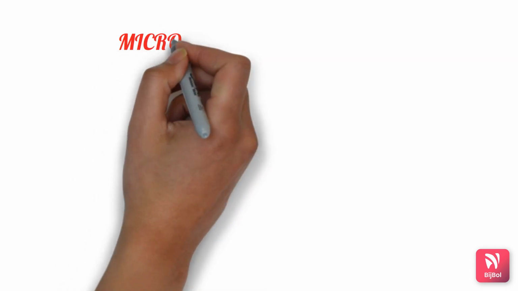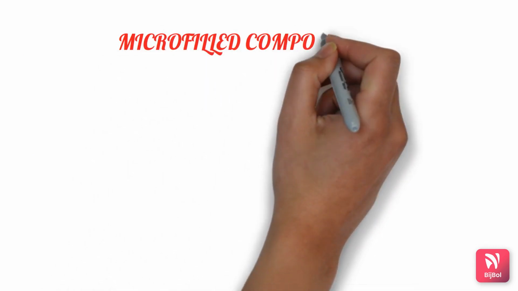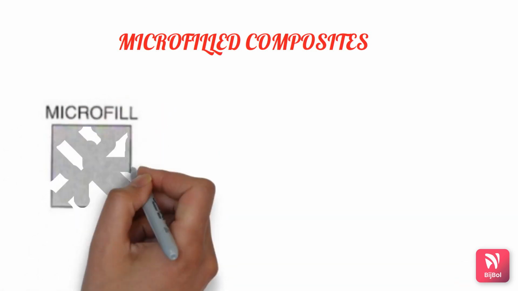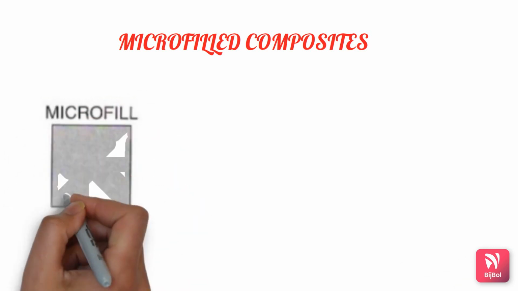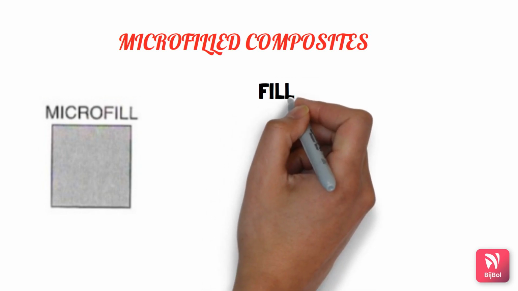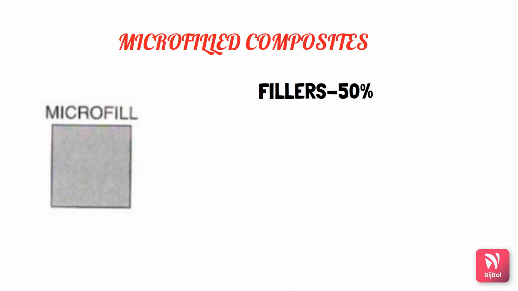Now, we'll see the microfilled composites. The microfilled composite resins were developed to overcome the surface roughness and the low translucency of the traditional and the small particle composite resins. The fillers used here are colloidal silica with a particle size of 0.04 to 0.4 micrometers. Since these particles are very small, they tend to agglomerate to form long chains.